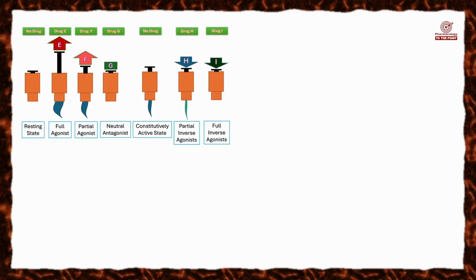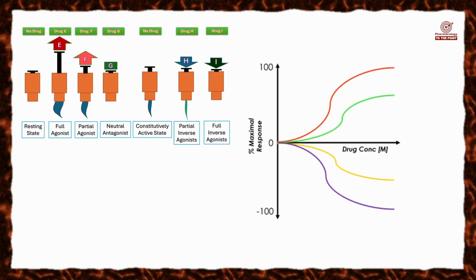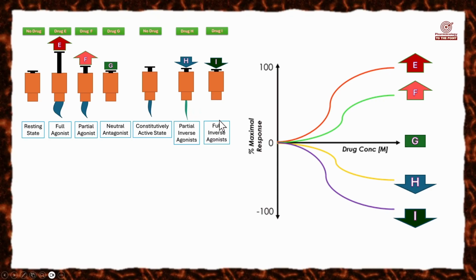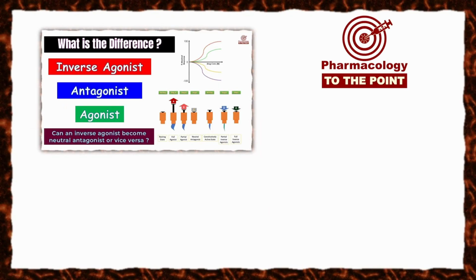If you run a dose-response curve for these ligands or drugs, the curves would look like this. The red curve represents drug E, as it produced the maximal effect. The green curve represents drug F, as it could only produce half of the maximal response. Since drug G has zero efficacy, its response would be a flat line. Drug H and I would be represented by the yellow and purple curves based on their reduction in response, partially and fully, respectively. I hope this helps.